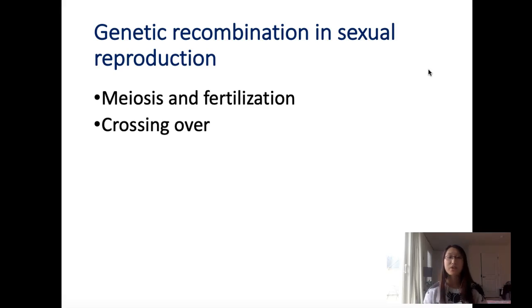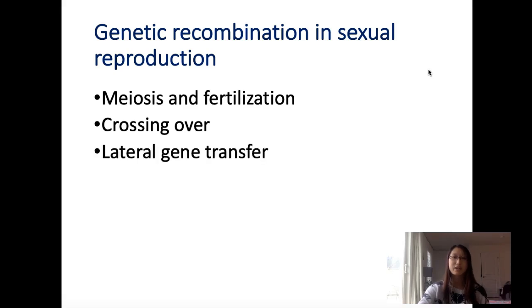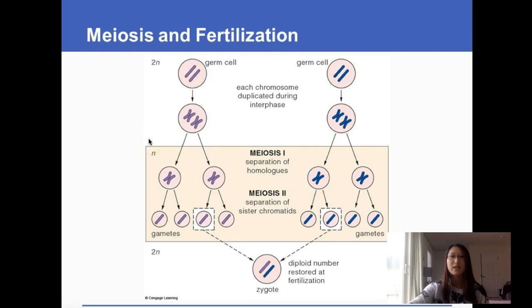There's crossing over during the process of meiosis as well. So we'll look at a picture of that. So that also increases the level of genetic variations. The last one is called horizontal gene transfer. Oh wait, lateral gene transfer is not actually during sexual reproduction. This is for asexual reproduction. Let's first look at meiosis.